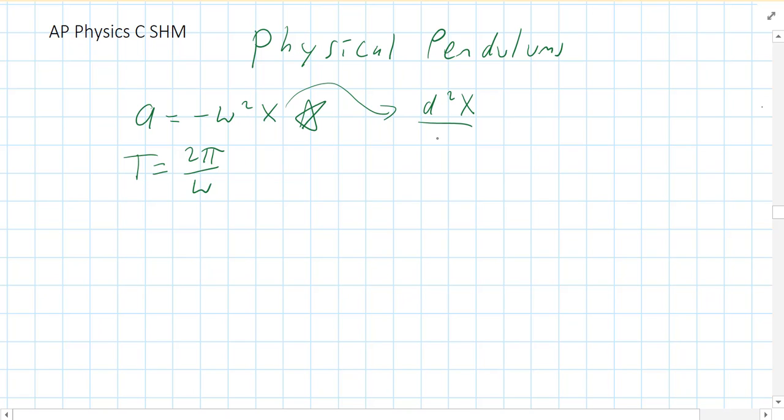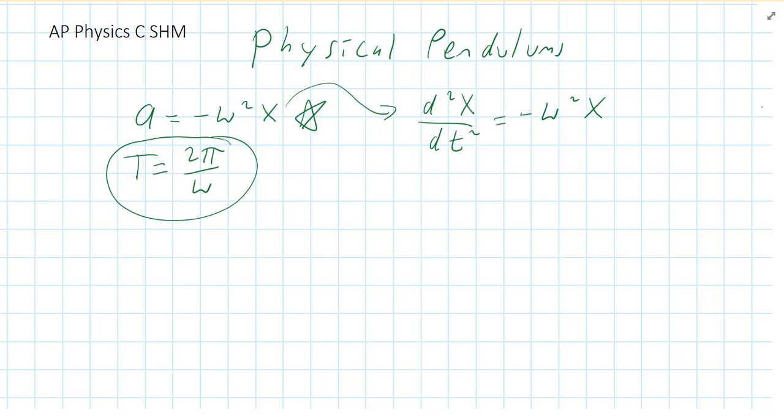the second derivative, and how you write that is like that, which is kind of weird, I know, but that means second derivative, and you get negative omega squared x. So the second derivative of x equals negative omega squared x. That is a property of simple harmonic motion. And once you have that omega, that angular frequency, you can then find the period by saying 2 pi over omega. Now, we're going to do one more thing with this.